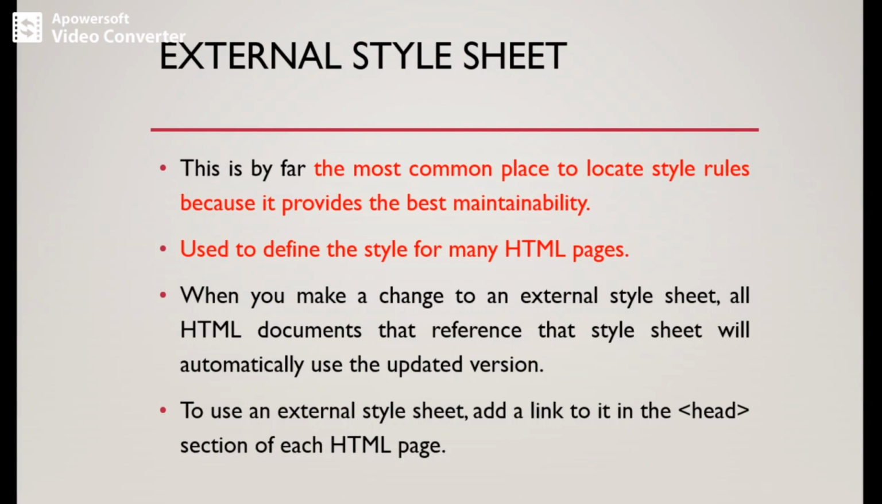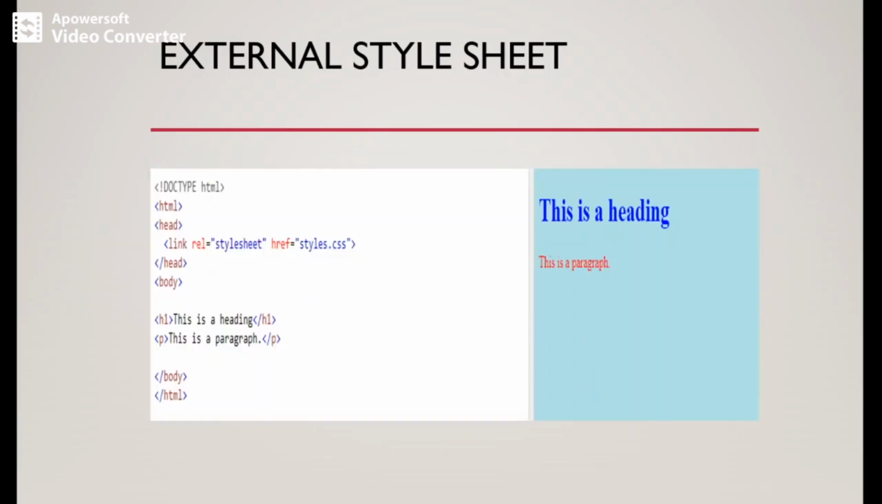Now external style sheet. This is the commonly used one. It is used to define the style for many HTML pages. So you are maintaining a separate style sheet or CSS file, where you are going to provide all the style information. If you want to make any changes, you have to make changes in the CSS file or this style sheet, which will automatically reflect in all other HTML pages.